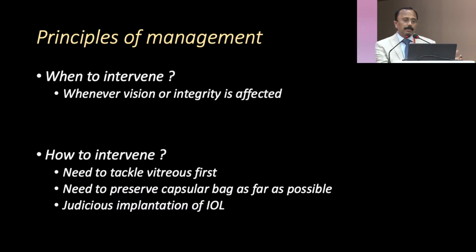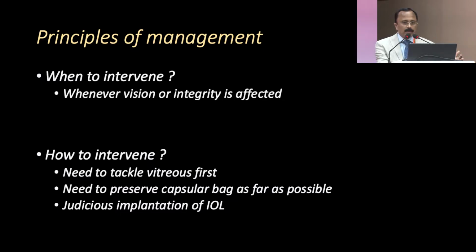Well, what are the principles of management? Two questions basically. When to intervene? We only intervene when vision is affected or the integrity of the eye is affected. And how do we intervene? We need to tackle the vitreous first if it is there in the AC. And then we must try to preserve the capsular bag as far as possible, and judicious implantation of IOL whenever possible, depending on the expertise of the surgeon and depending on the situation.